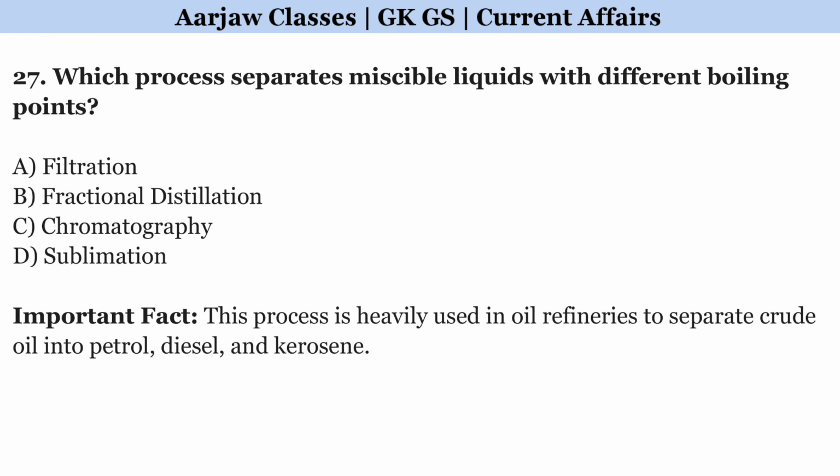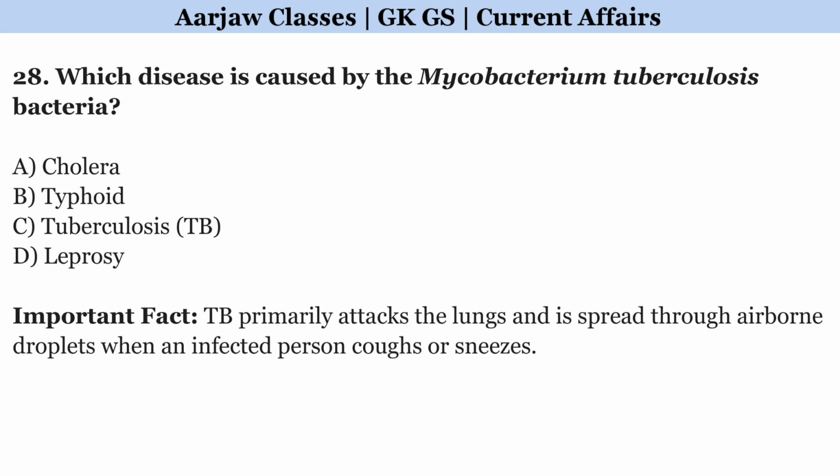Which process separates miscible liquids with different boiling points? Correct option is B. Fractional distillation. Which disease is caused by the Mycobacterium tuberculosis bacteria? Right option is C. Tuberculosis.